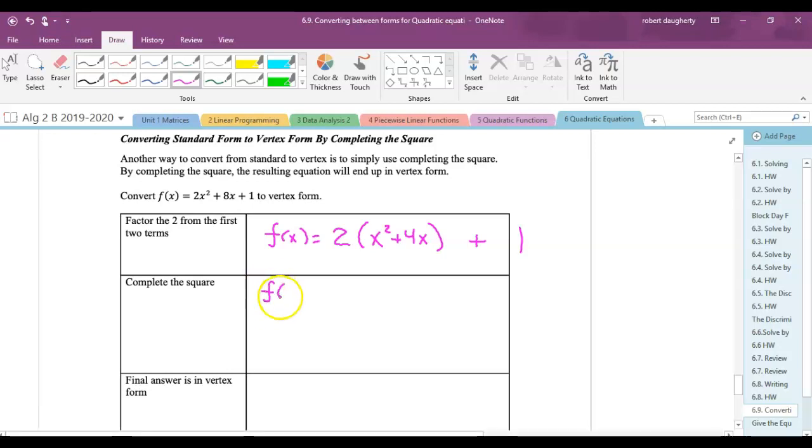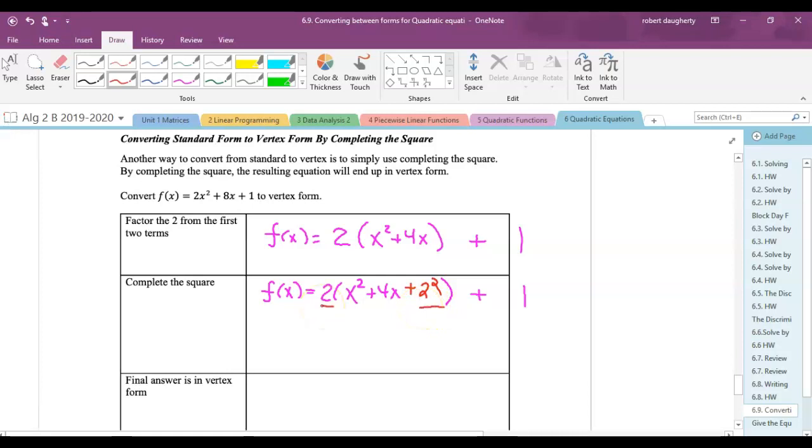So f of x is equal to 2 times x squared plus 4x. That's where I'm going to complete the square. So what needs to be added to complete the square? Yeah, plus 2 squared. Okay. Now, what I have just done, I'm on the right side of the equation. I've just added what? I've added 2 squared times 2.